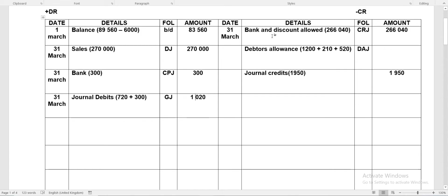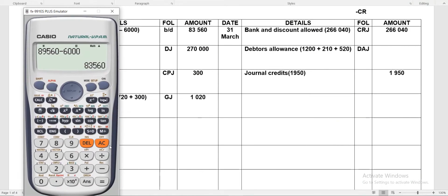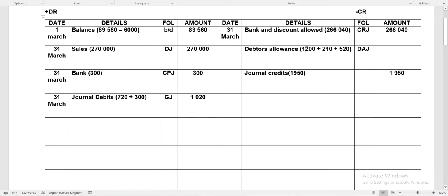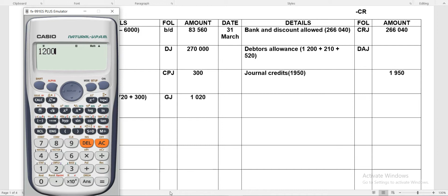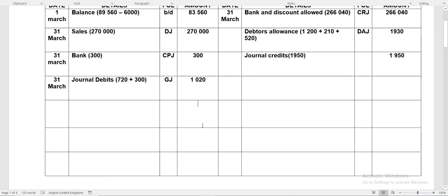Okay, so what else do we need to add? We also need to check the debtors allowance column. I'll bring this calculator this side so that you can see what I'm doing. So I'd say 1,200 plus 210 and then also plus 520, and the answer that we are getting is 1,930. So we have 1,930 here, and therefore after this we can check between these two which side is the biggest.